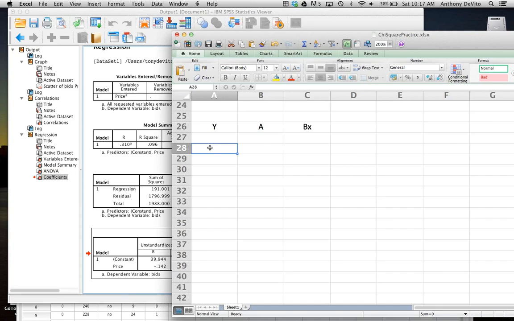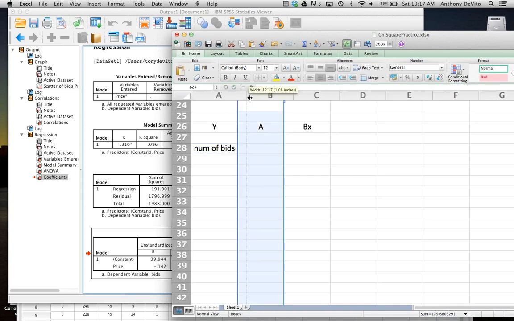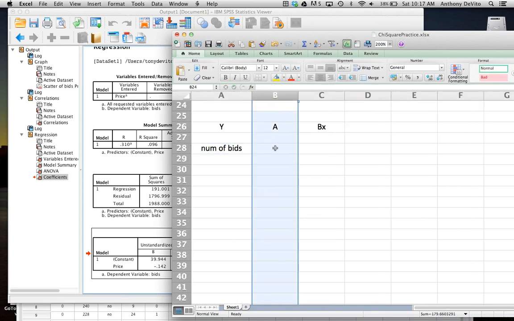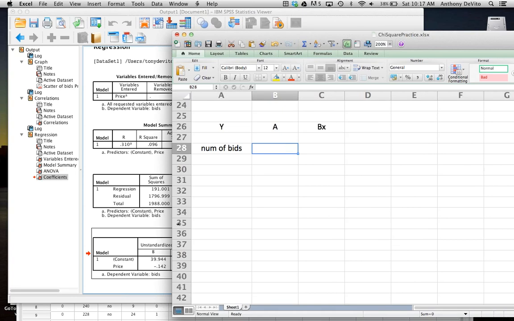So in our case, y is the number of bids, right? That's what we defined as our outcome variable. It's going to be equal to a constant. The constant is, I'm going to round it off to 40 just to make it easy for us to work with, plus b times x, or the slope times x, or in other words, minus 0.142 times x.